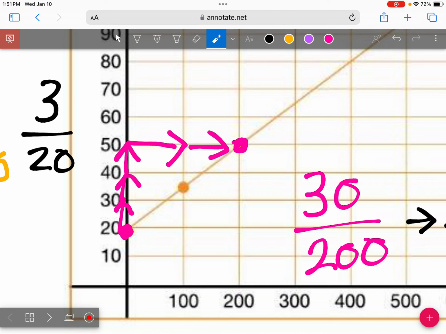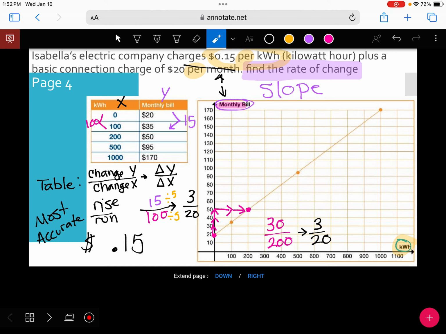Or what if it was 51 instead of 50? Or 9 instead of 10? So it's really hard to tell and be super accurate, so counting on the graph gets us real close. But if we have numbers, it's a much better option.